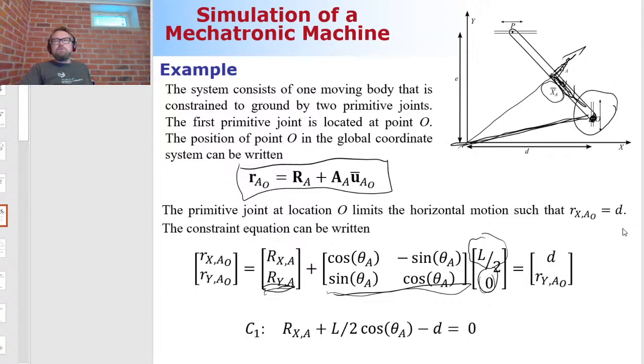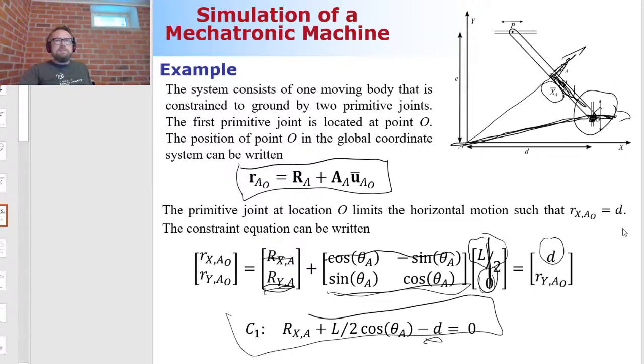So how do I constrain this? I'm saying that this point here cannot move along the global x direction, because that has to be d no matter what. So it cannot select its values randomly. That's where the constraint is coming from. So I'm going to take this first row and set that to be equal to d. And once I move the d to the left-hand side of the equation, that's how it looks. That's my constraint equation associated with point O.